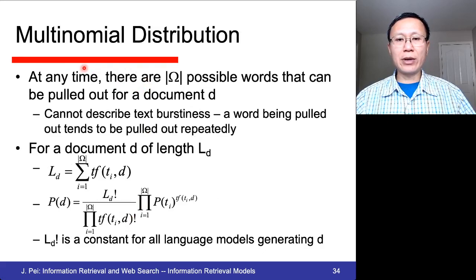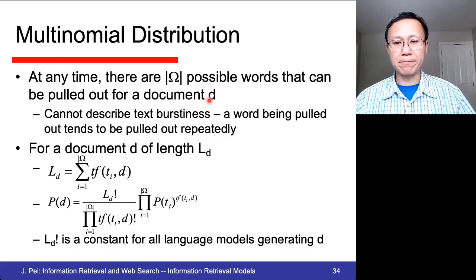Now, we can do the multinomial distribution. At any given time, there are |Ω|, the absolute value of omega, that many possible words that can be pulled out for a document D. Here, omega is the vocabulary of our document collection. We cannot describe the text burstness, because in reality, when we write an article, if a word is being pulled out, then it tends to be pulled out again and again.